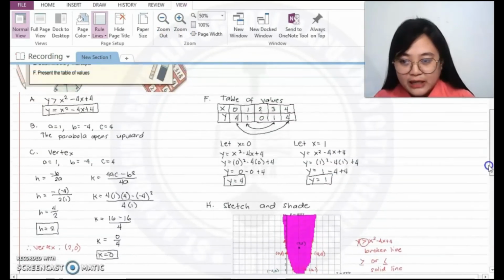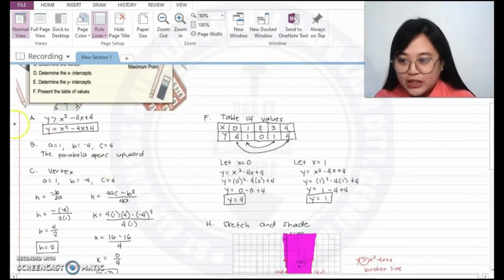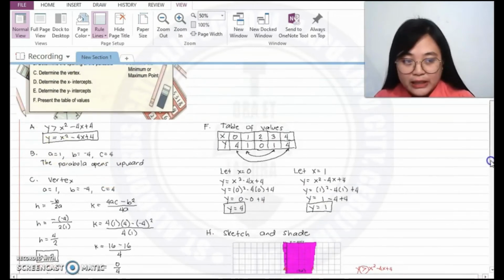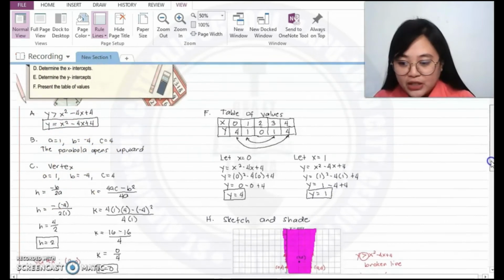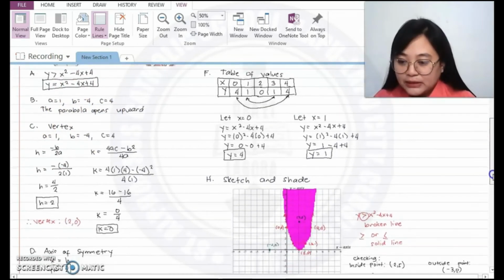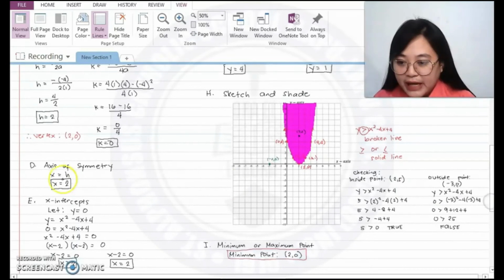So first, again, you need to change the quadratic inequality to equality, change the symbol to an equal sign. Then determine the opening of the parabola by knowing what A is. If A is greater than 1, then the parabola opens upward. Next, solve for the vertex using the h, k formula and identify the axis of symmetry.